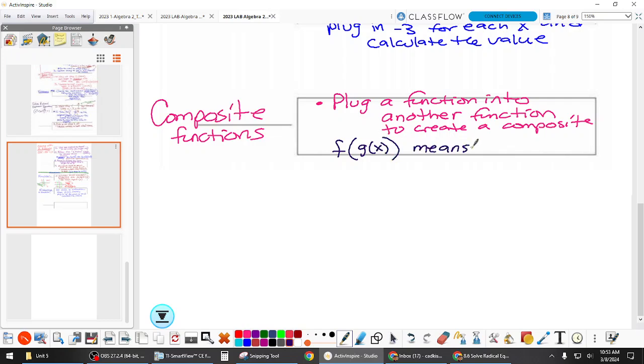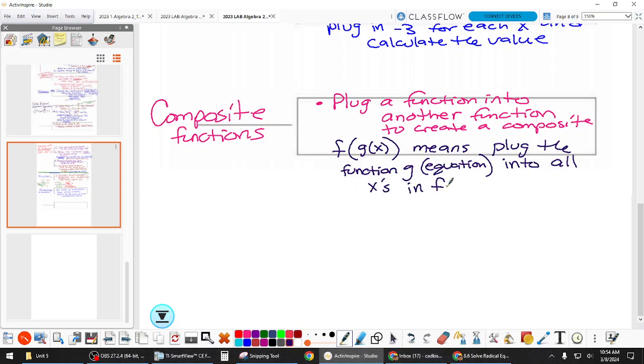All right, so f of g of x means plug the function g, you could write in parentheses like the equation, into all x's in f. And then what do we do after we plugged it in? Then simplify. Now this is going to be important as we start to talk about inverses here in a few minutes.